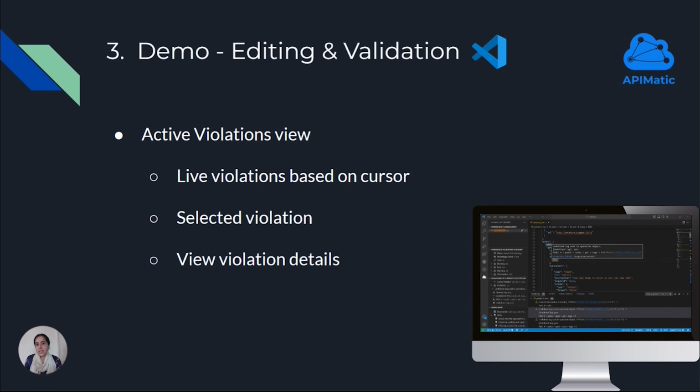The second view that can come in handy for you is the active violations view. It can show you more details specific to an issue instance, which we call a violation. This view updates itself automatically as you move your cursor around in the editor and can also show you details if a violation is selected from one of the views like this validation summary view. Let me show you all of that.